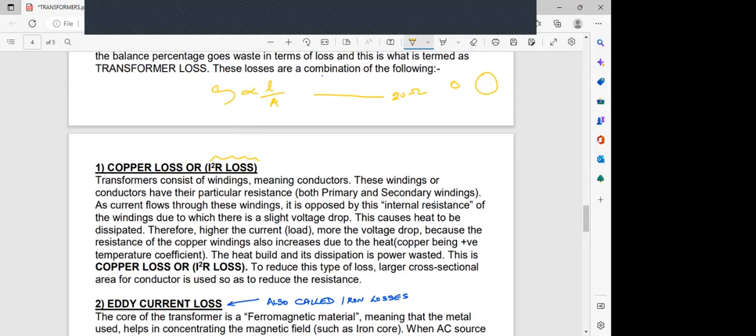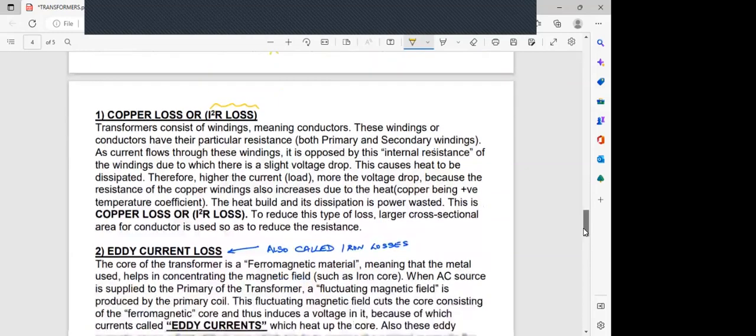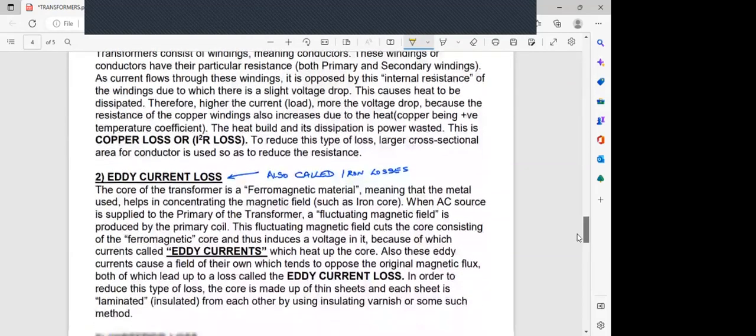Everybody understood up till here what copper losses are, etc. Now your second loss is called the eddy current loss, also called iron core losses.